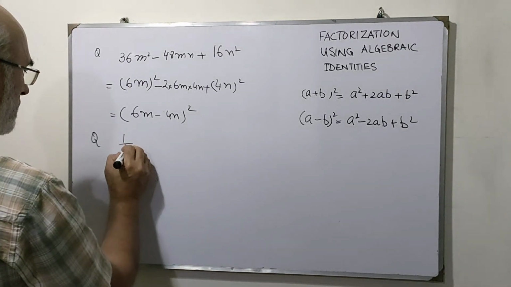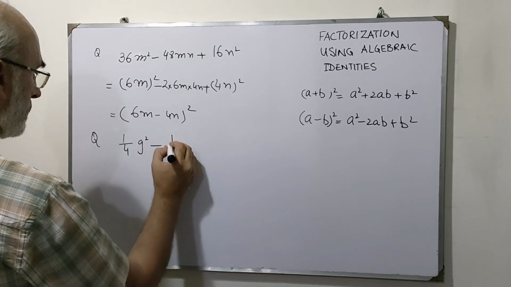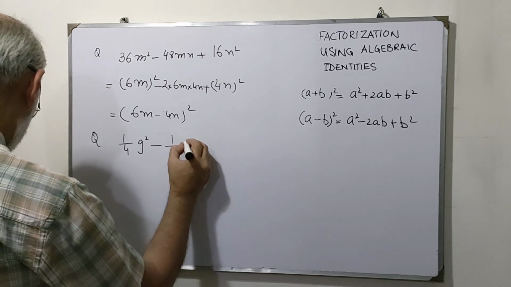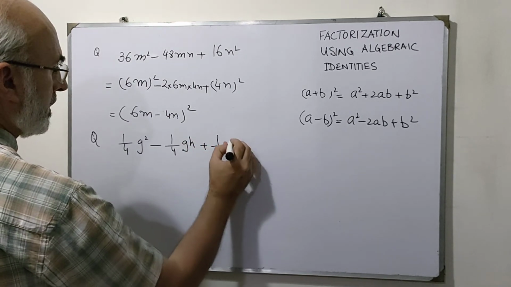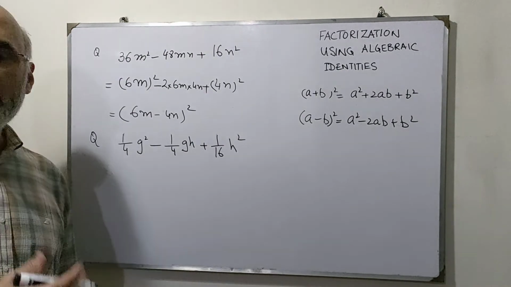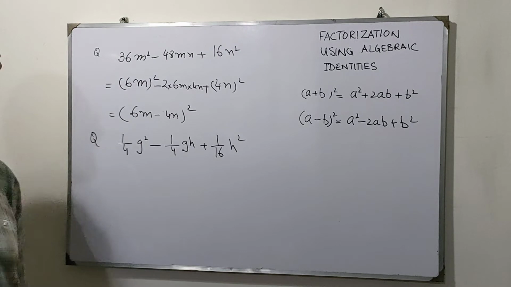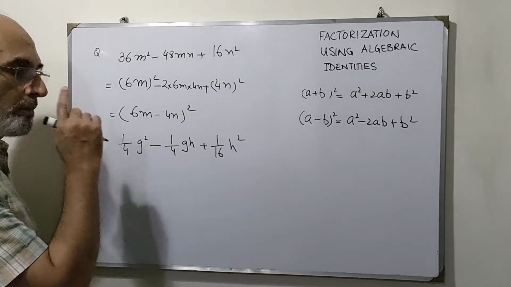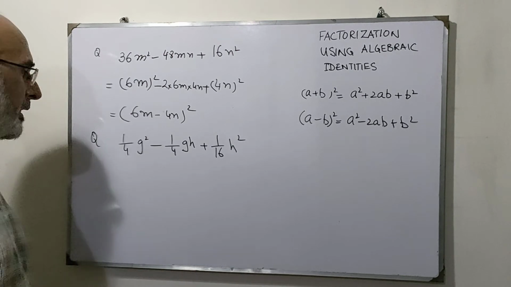One over 4 g square minus 1 over 4 gh plus 1 over 16 h square. So whenever we have fractions, it looks difficult, but it is not. If we see all the denominators are squares of some number, it's pretty easy.